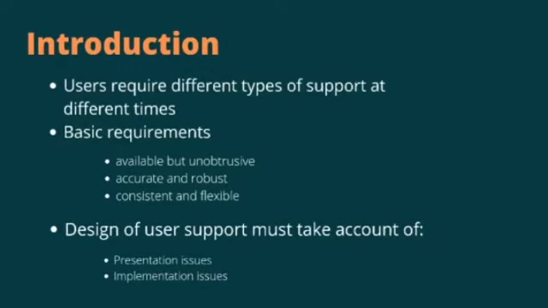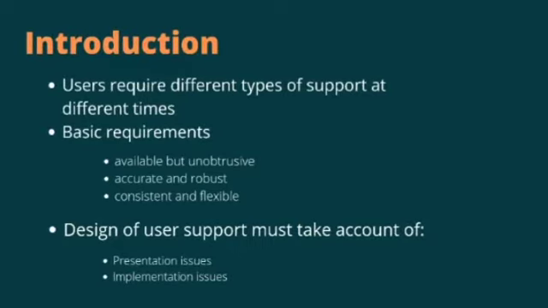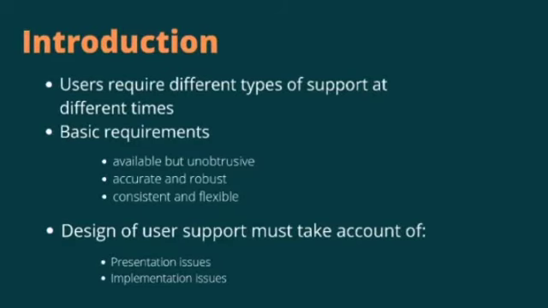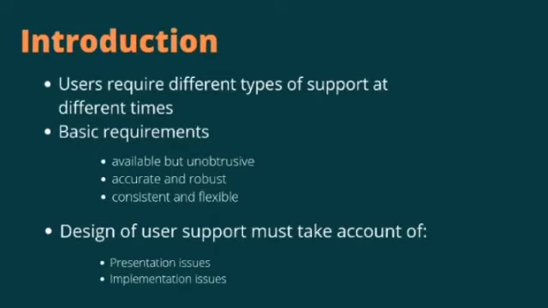Basic requirements. First is available but unobtrusive. This is the continuous access of the user without any interruption. Next is accurate and robust. The completeness and all the details intended for your system and also for the user. Consistent and flexible. It has to be the same or reliable, that can interact appropriately to what it is intended or needed by the user.